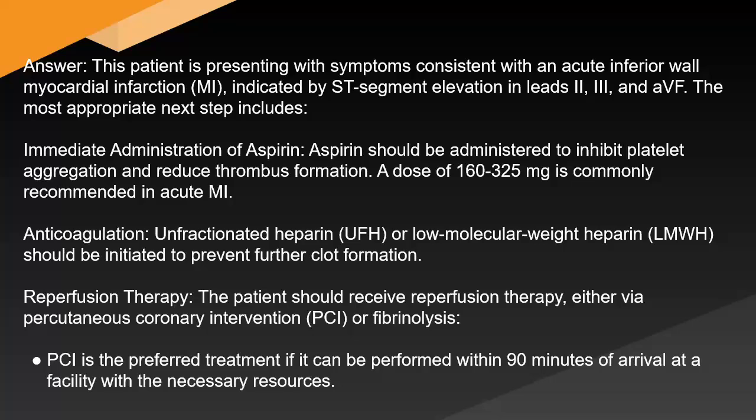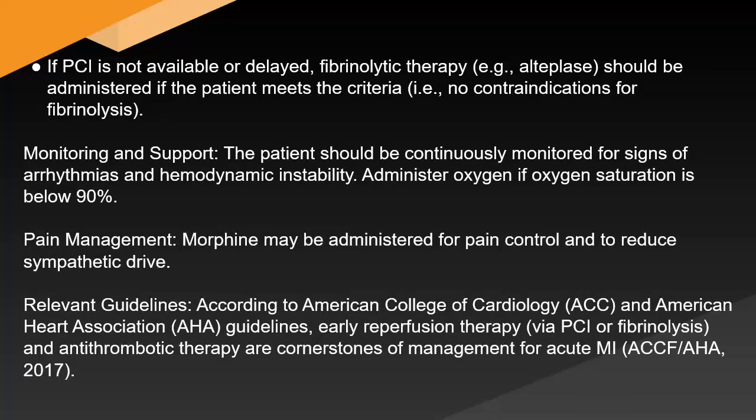Anticoagulation. Unfractionated heparin or low molecular weight heparin should be initiated to prevent further clot formation. Reperfusion therapy. The patient should receive reperfusion therapy either via percutaneous coronary intervention (PCI) or fibrinolysis. PCI is the preferred treatment if it can be performed within 90 minutes of arrival at a facility with the necessary resources. If PCI is not available or delayed, fibrinolytic therapy, e.g. alteplase IV, should be administered if the patient meets the criteria, with no contraindications for fibrinolysis.